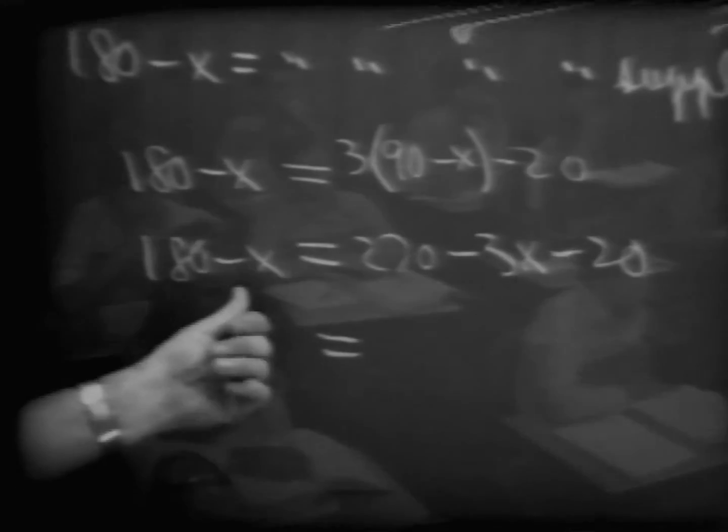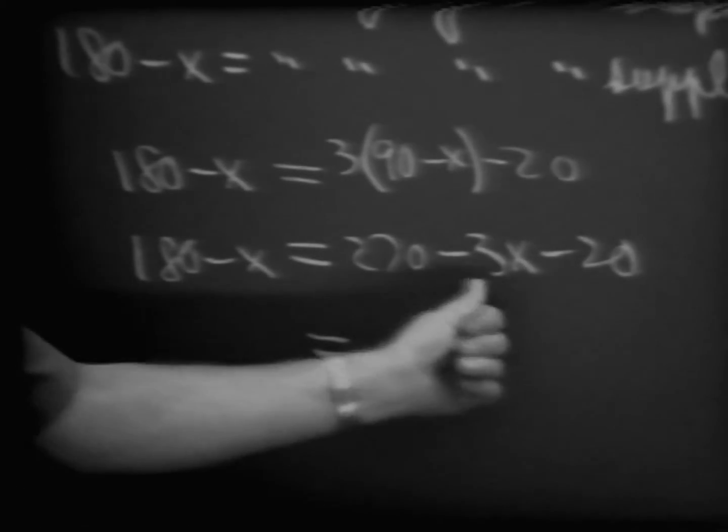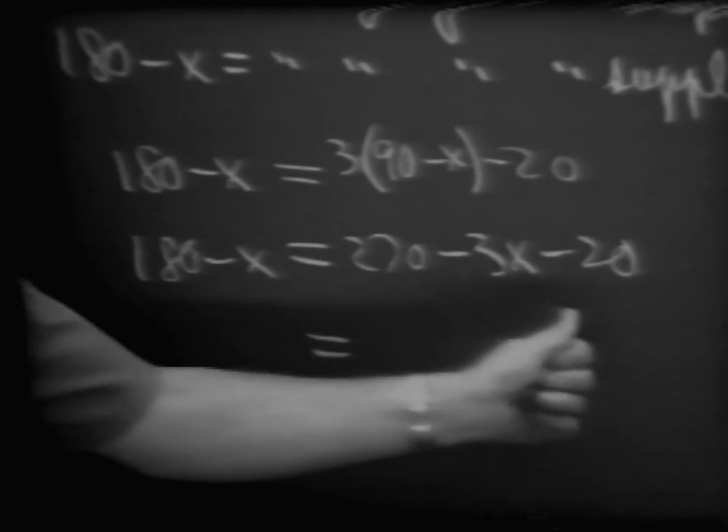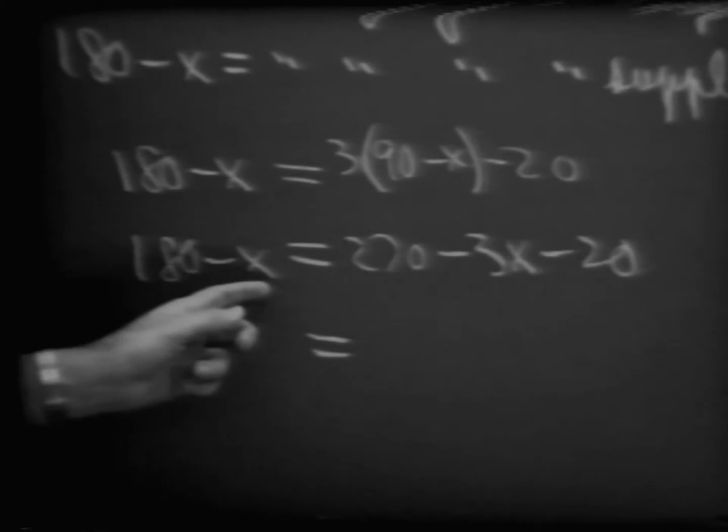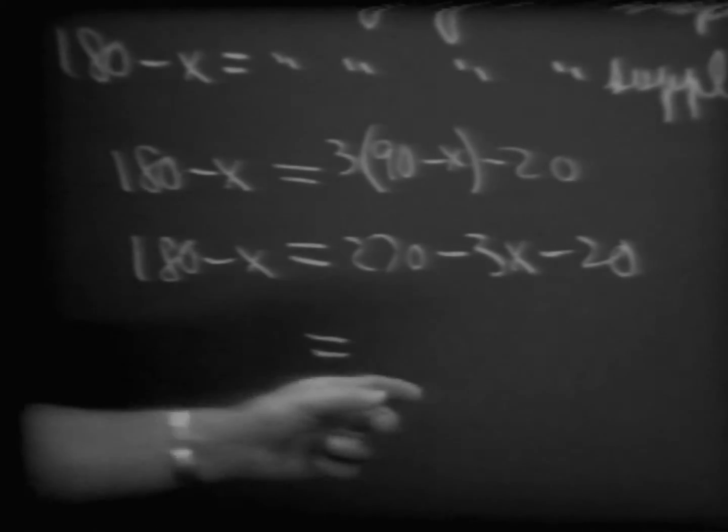180 minus x is equal to, well, 3 times 90 is 270 minus 3x minus 20. Is that right? All right, and let's see what we can do with this. Oh, here we have the opposite of x, and here we have a negative 3x, so let's decide to do what to both sides? Probably the easiest thing to do, Todd says, is add. All right, we can either add x, or perhaps it might be easier to end up with a positive coefficient. Steve says add 3x.